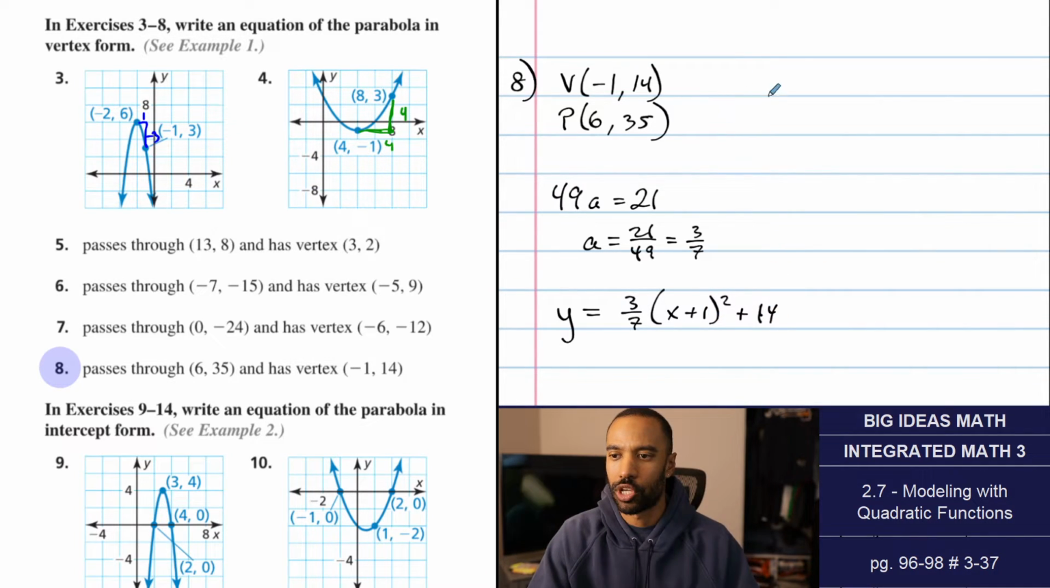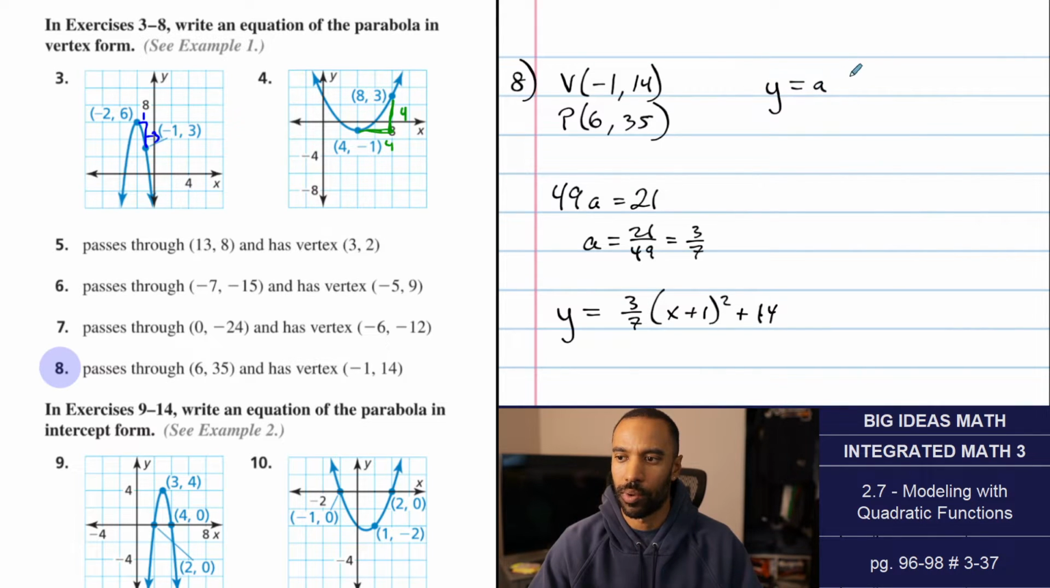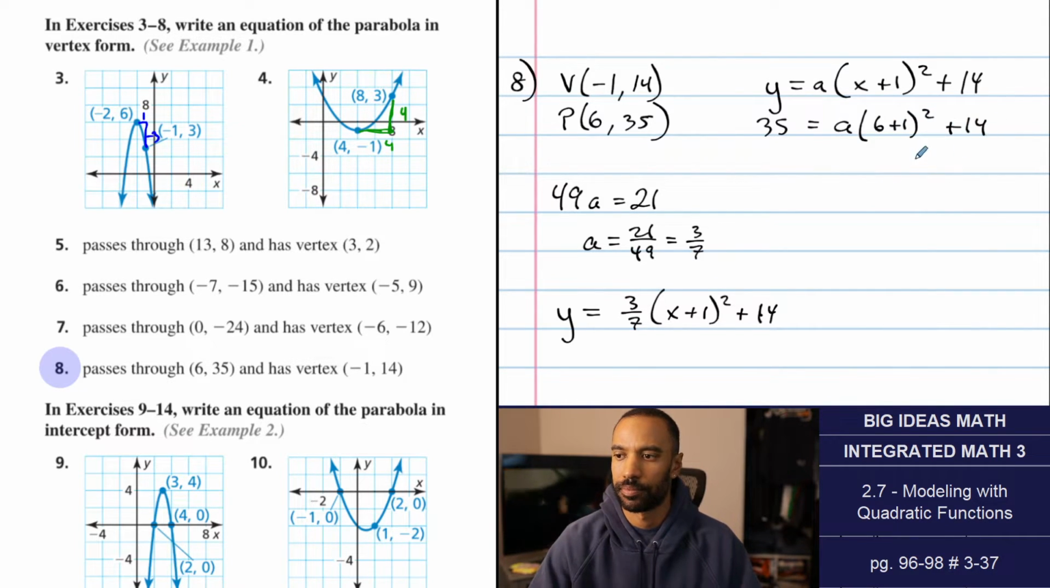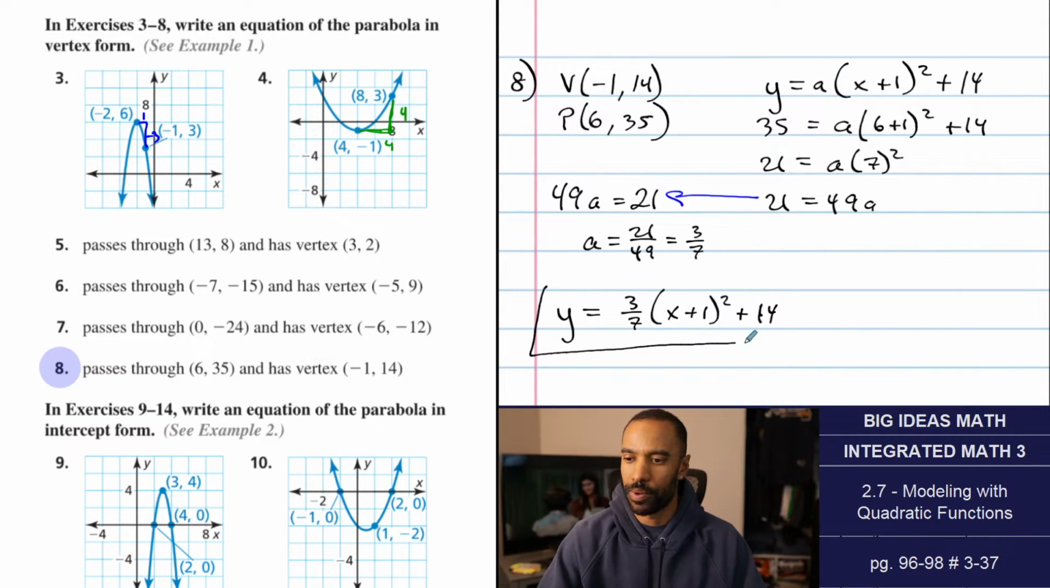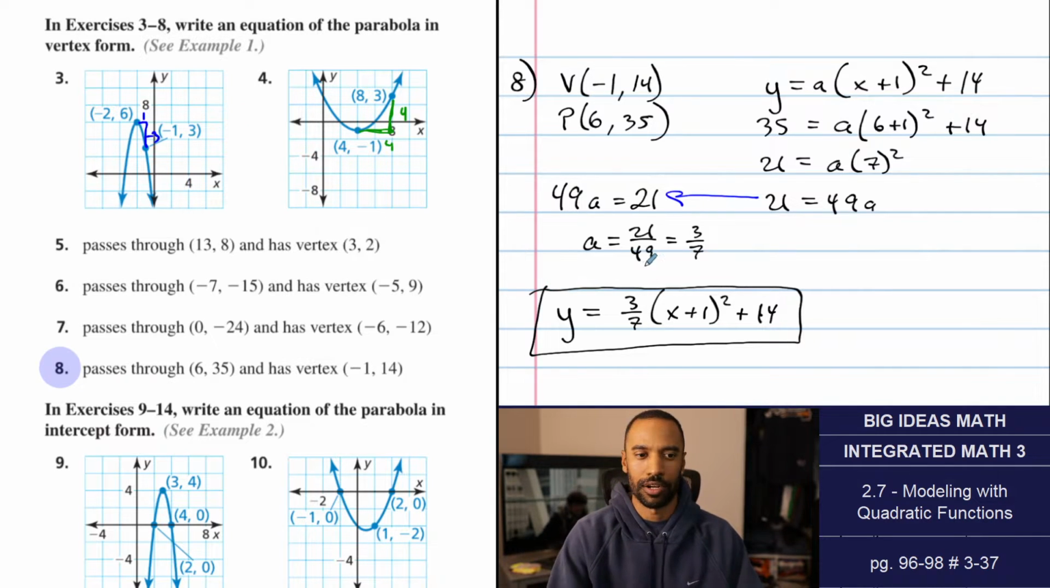All right. Now let's go ahead and do that the conventional way. Let's start with that a here. We know our h and k. Let's now plug in 35 for y, 6 for x. Subtract 14 over to get 21. 6 plus 1 is 7. 7 squared is 49, and you can see where we get that 21 equals 49a, which gets us to 49a is 21, and that thing right there. So we still have that final answer of 3/7 as we reduced it, and we are done.